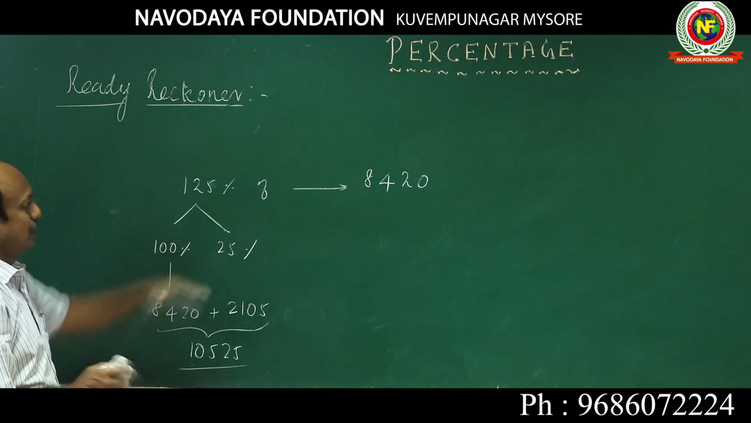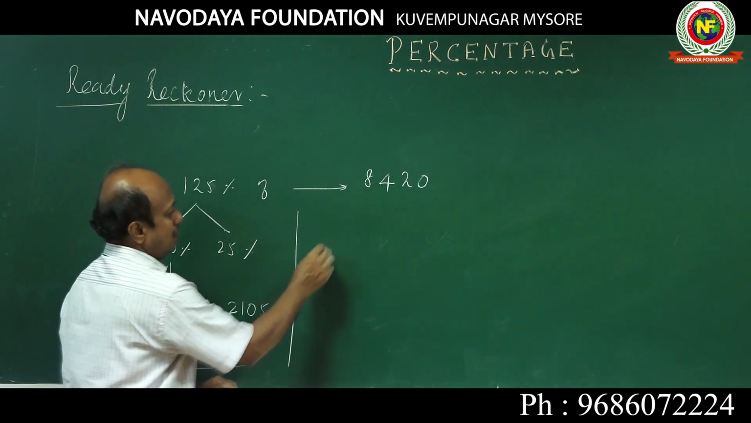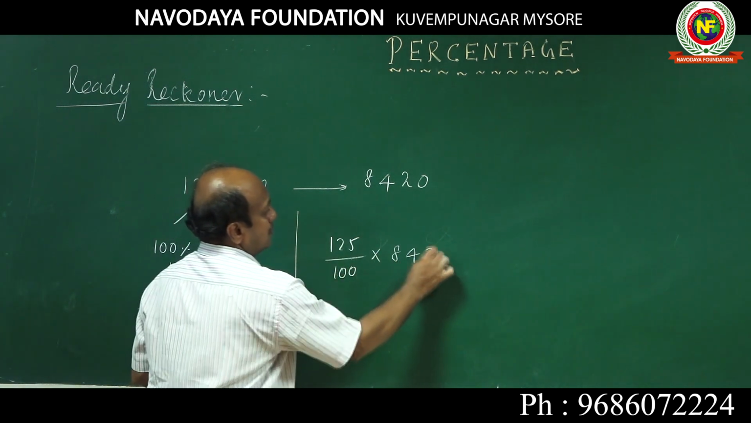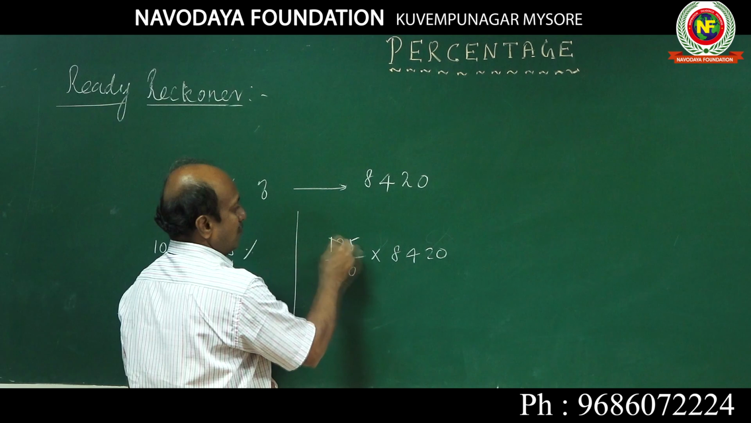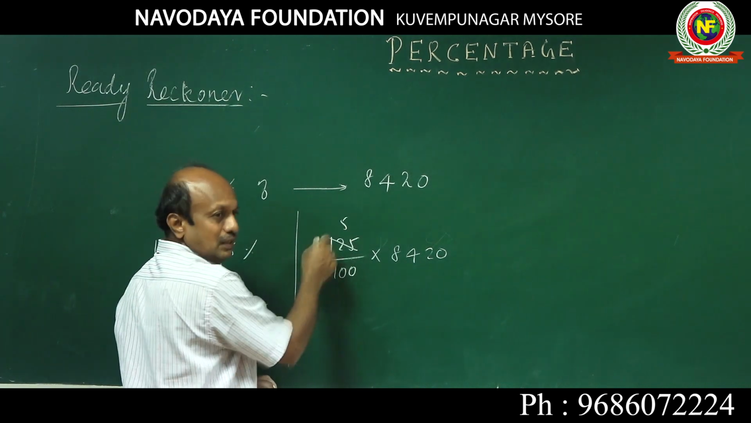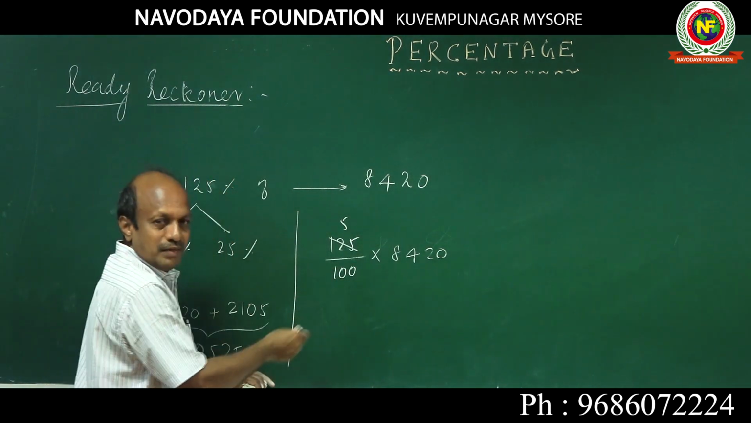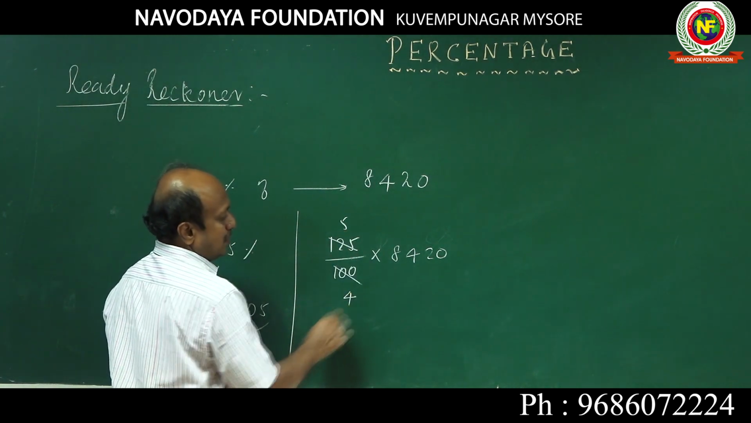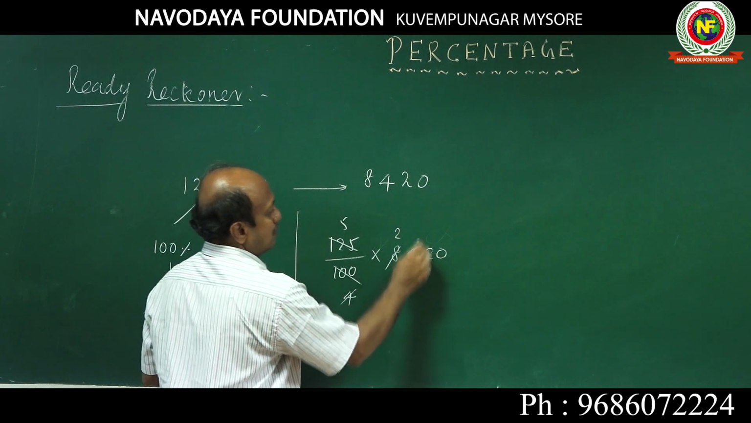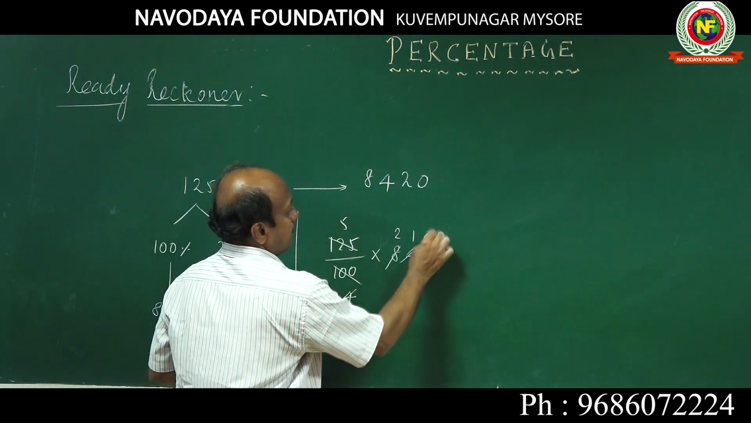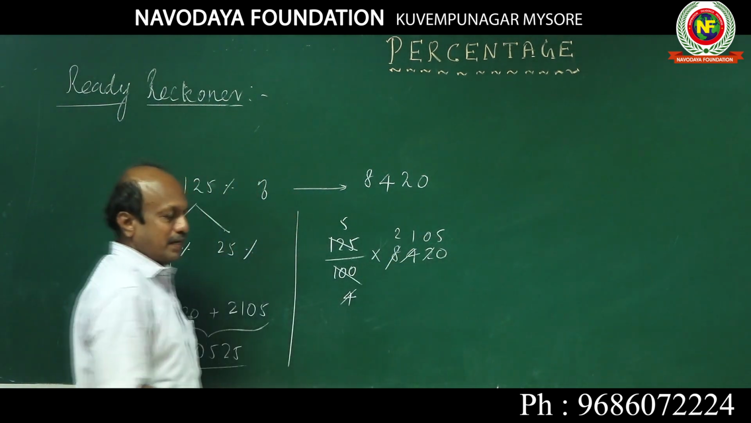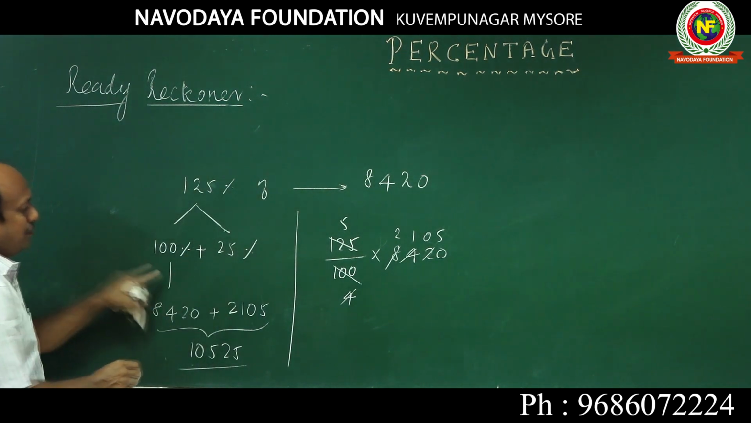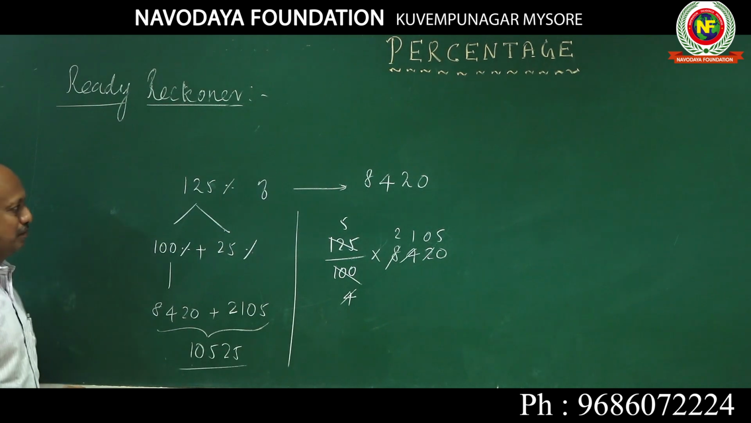Where your usual method will involve 125 by 100 into 8,420. Right. Majority of the students, what will they do? They go on cancel by 5, cancel by 5, cancel again. You have to cancel all this. Right. You have to multiply. But whereas here you are going by the addition method. Right. Addition method is easier than multiplication method.